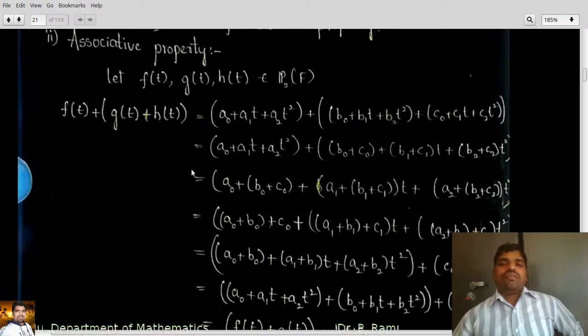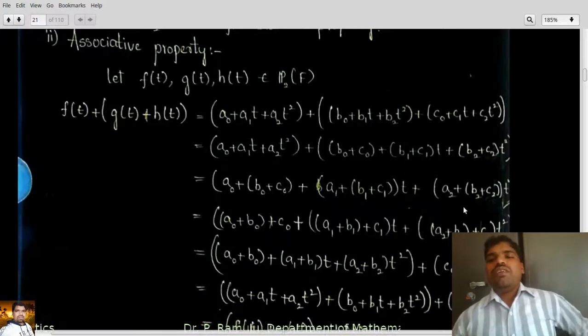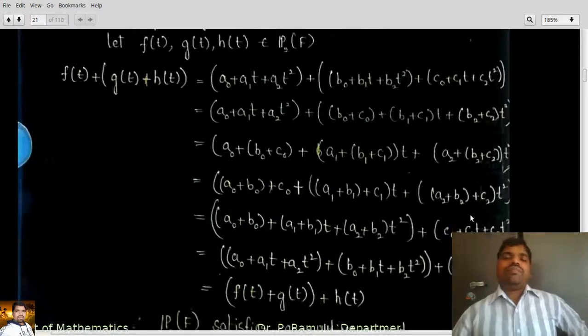Associative property. Let f of t comma g of t comma h of t belong to P2 over F. f of t plus g of t plus h of t. f of t plus the sum of g of t and h of t is equal to, how to write here? This is g of t, this is h of t. f of t is equal to a0 plus a1t plus a2t square. Adding the constants of these, you will get this. If I add the constants of this and this, what will we get here? a0 plus b0 plus c0, a1 plus b1 plus c1, a2 plus b2 plus c2 t square.